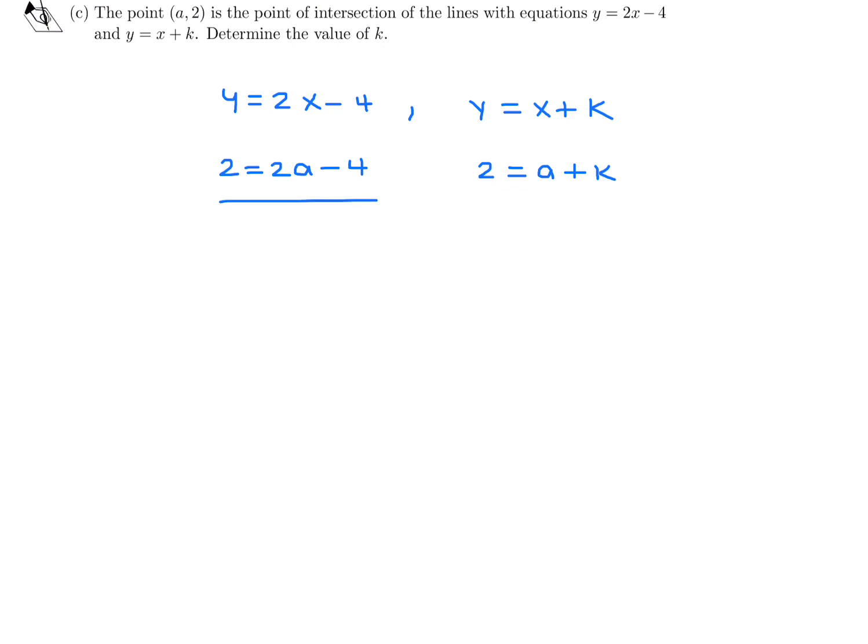So in the first one, this guy right here, we can just solve for a. It will be 6 is equal to 2a, and therefore a is equal to 3. And then substitute that back into here, and if you do, you get 2 is equal to 3 plus k, and therefore k is 2 minus 3, which is negative 1. And that's it.